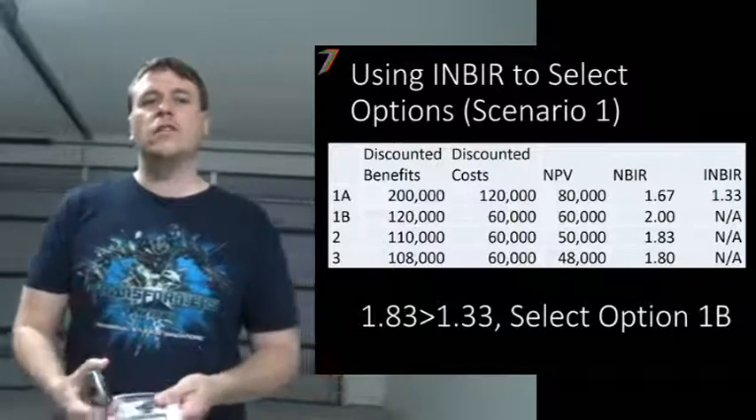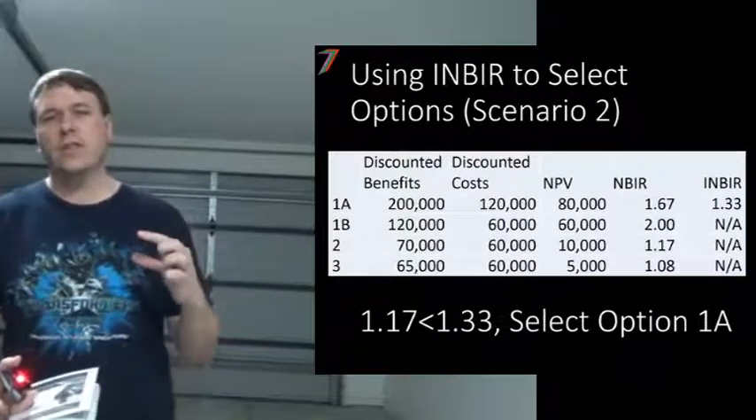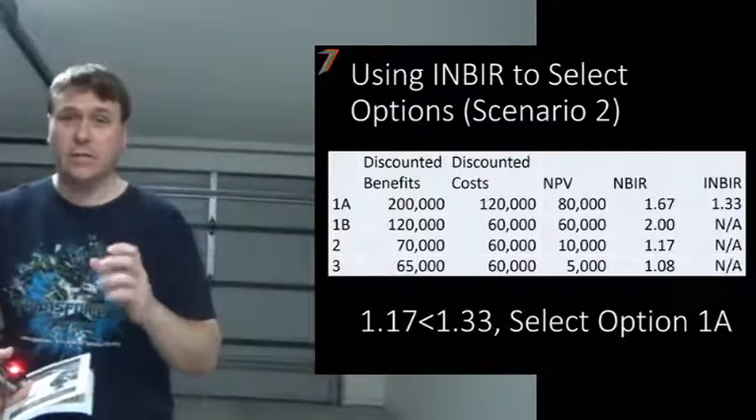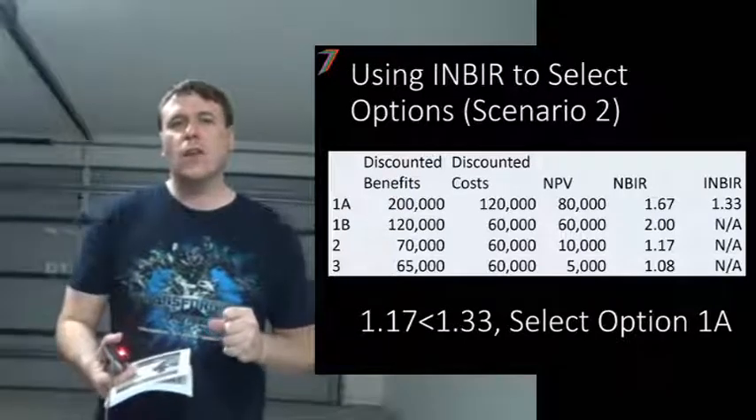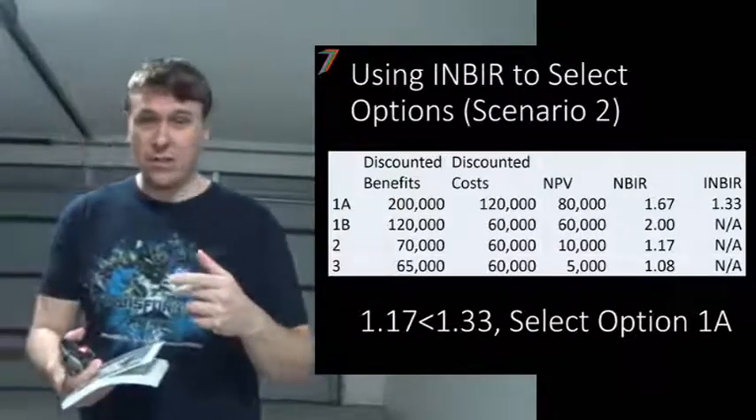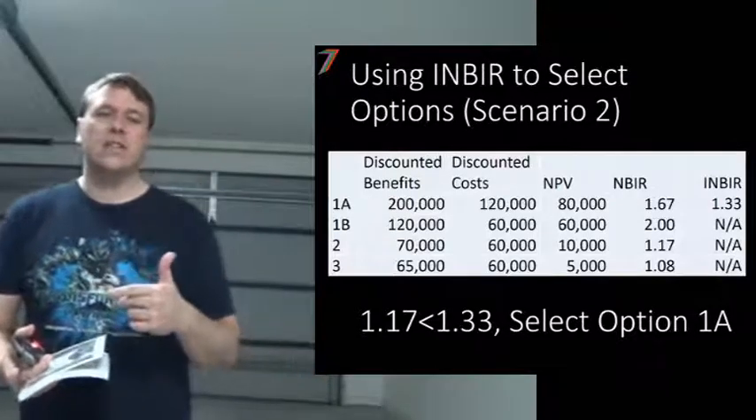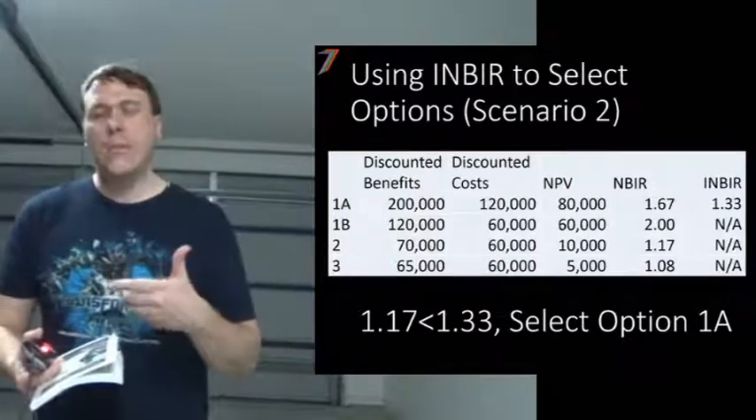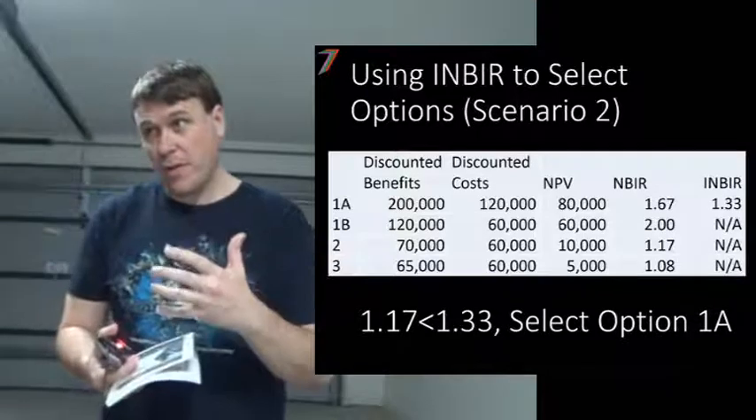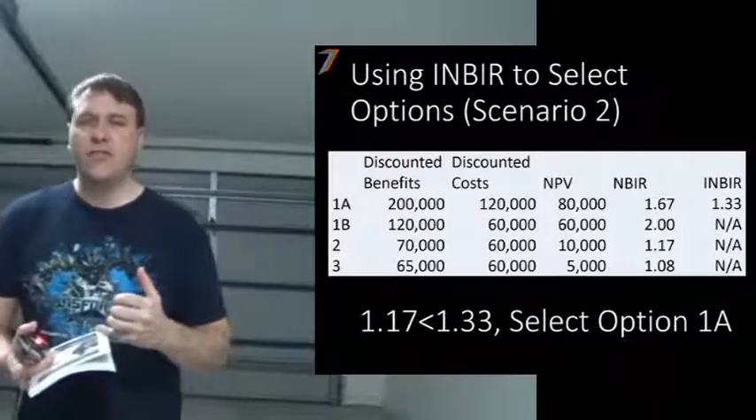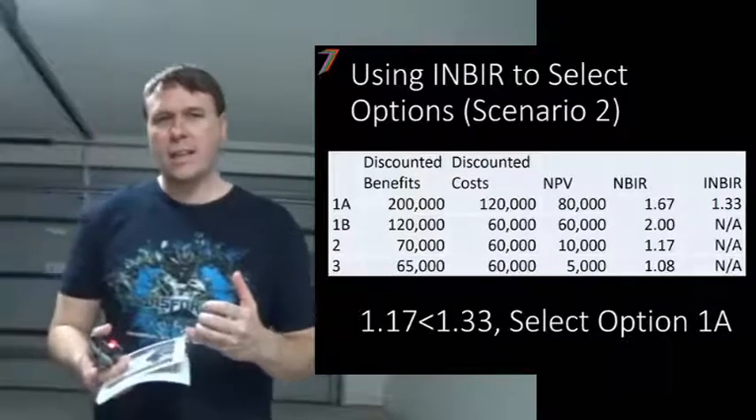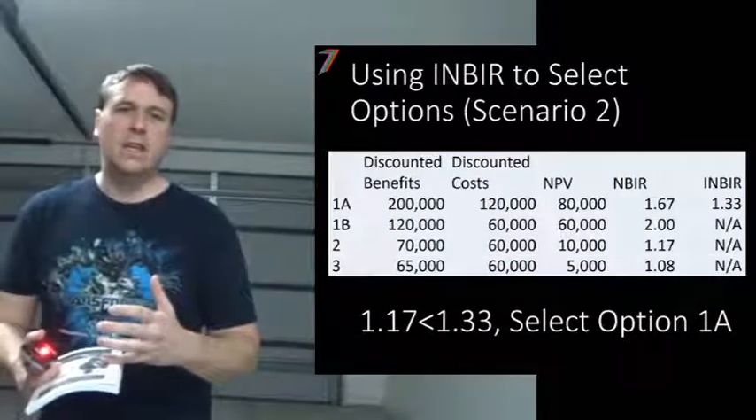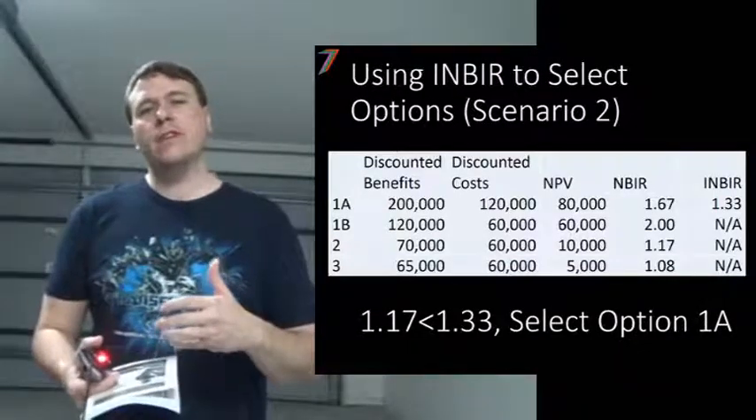So what about in our scenario 2? Now we've got project 2 and project 3, and the net present values are now only 10,000 and 5,000 respectively. Also the net benefit investment ratios are 1.17 and 1.08. So those extra benefits give us an incremental net benefit investment ratio still of 1.33, but this time 1.33 is actually greater than project 2, which has a net benefit investment ratio of 1.17. So what happens here? You'd go with option 1A, and you get a net present value of 80,000.